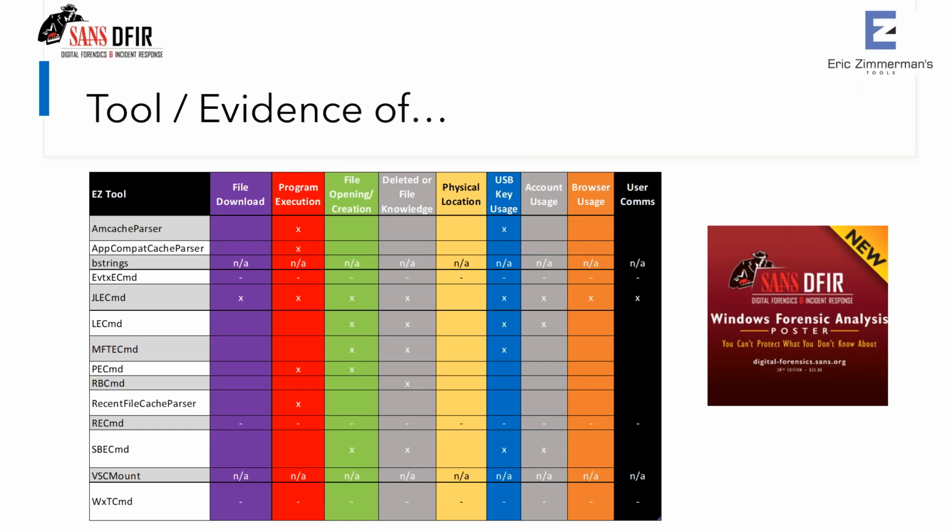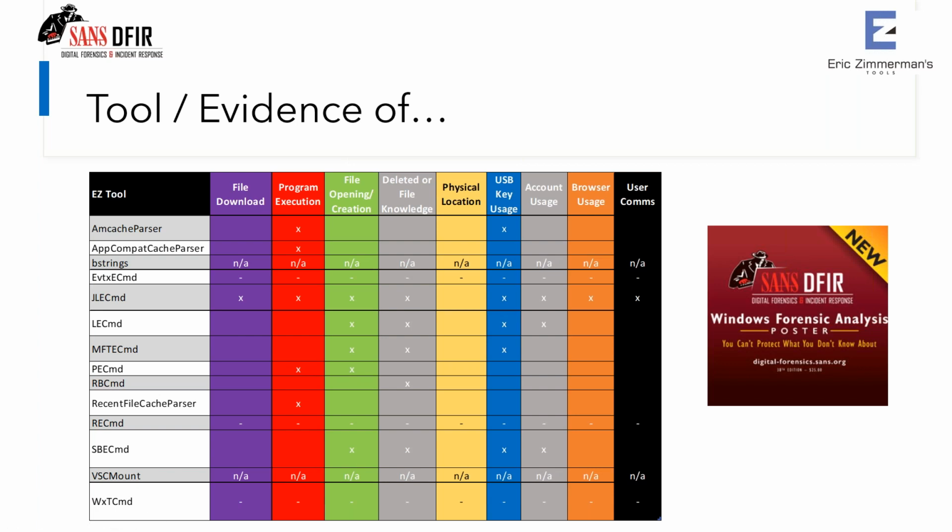All right, so I put together a little table way back when SANS first published what we refer to as the red poster, the Windows Forensic Analysis poster. There was a color coding associated with different types of evidence. So we refer to this as evidence of file download, evidence of file opening, creation, etc. So I created the table that says by tool, here are the different evidence of categories that tool may help answer. Okay, so just a little extra, you can use it as you find beneficial.